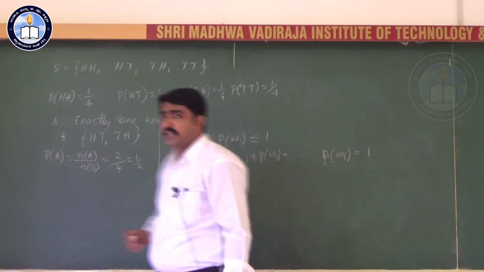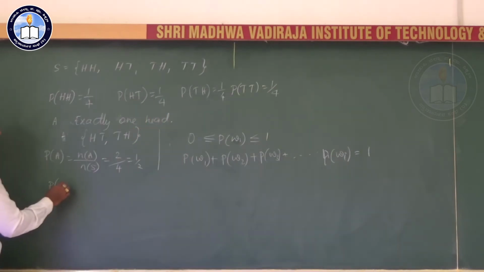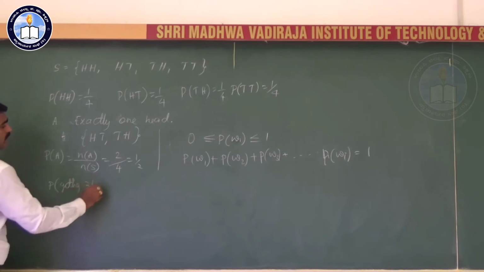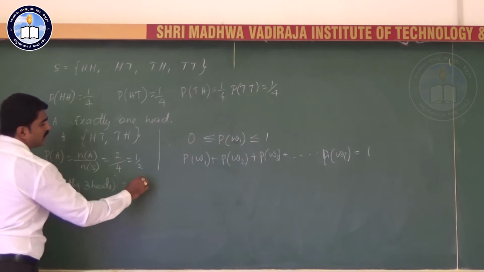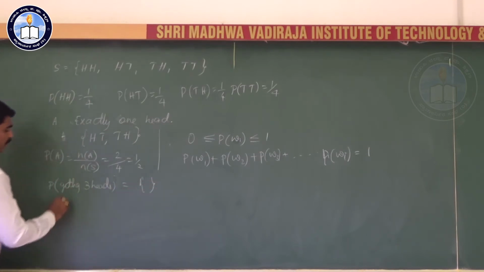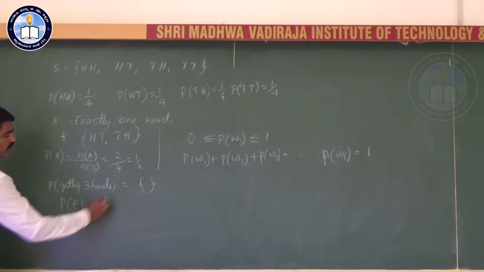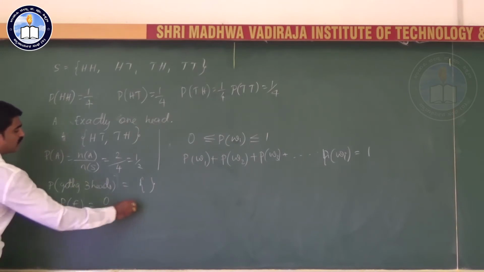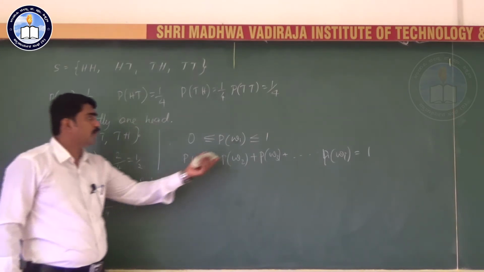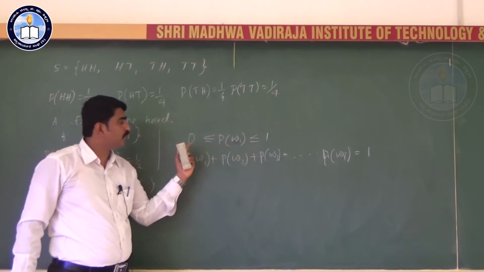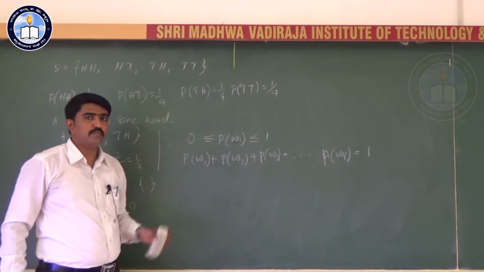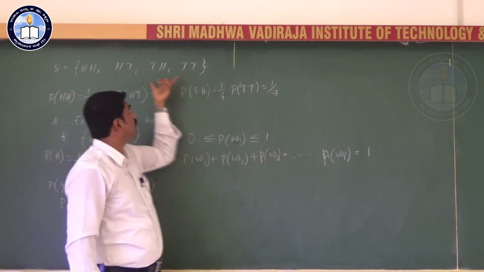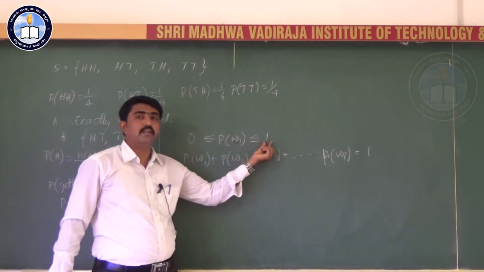Then the probability of an impossible event, for example getting 3 heads in this same example. There are no outcomes. So the probability of that is no outcomes divided by 4, which is equal to 0. So the probability of an impossible event is always 0. Apart from that, what is a sure event? A sure event is equal to the sample space, therefore its probability is equal to 1.